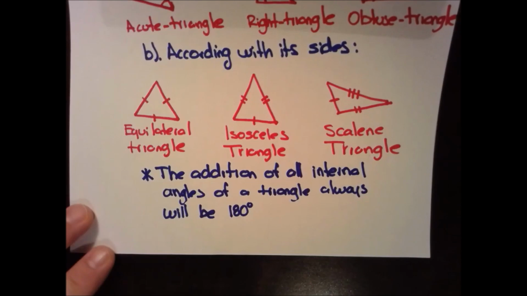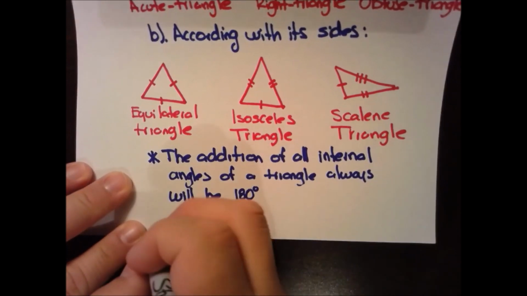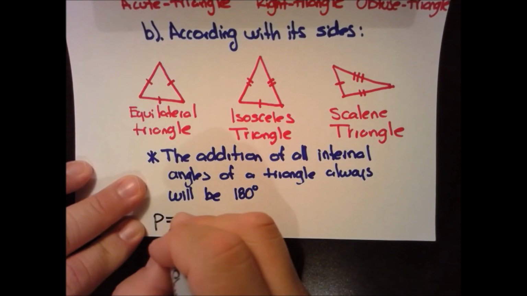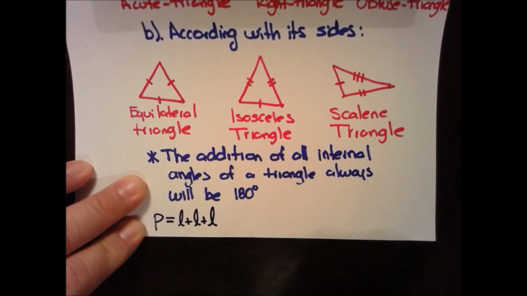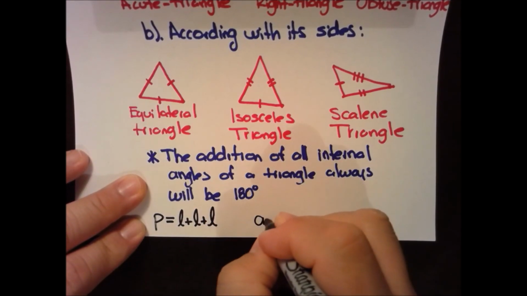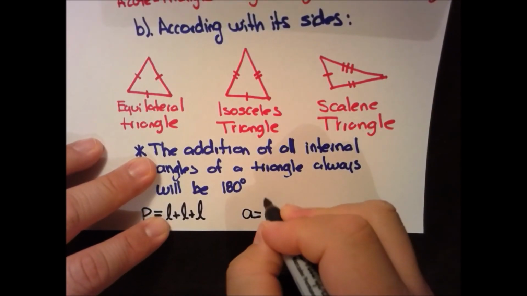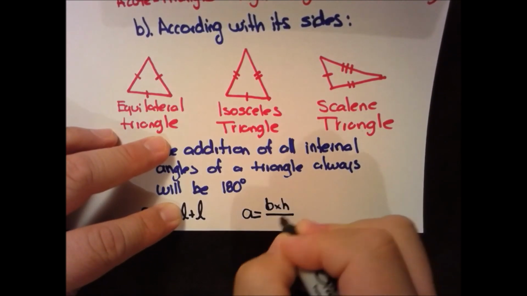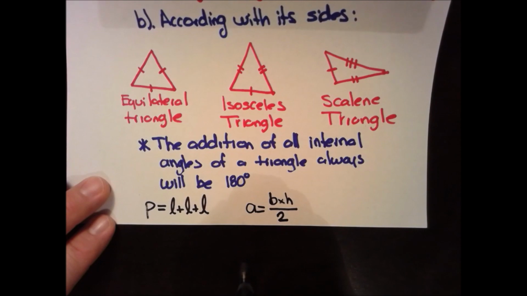Now, how can I calculate the perimeter of the triangle? It's very easy. Just the only thing that you need to know is the side's length, and then the only thing that you should do is to add the lengths. And how can you calculate the area? In that case, you can calculate the area multiplying the base of the triangle times the height and divide over 2. Those are the formulas that you can work for calculate the perimeter and area of the triangle.